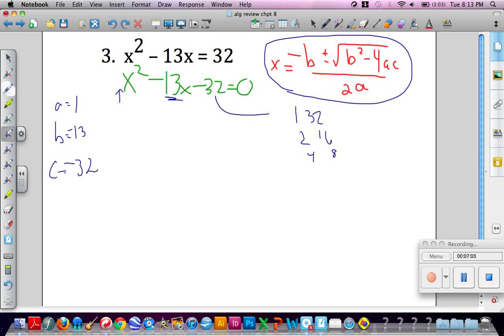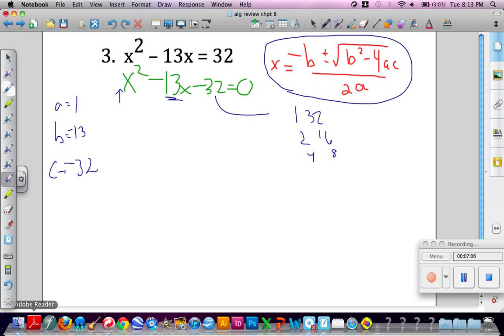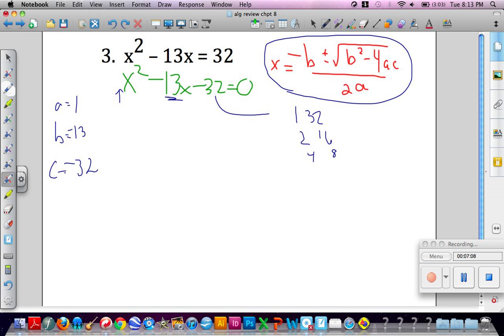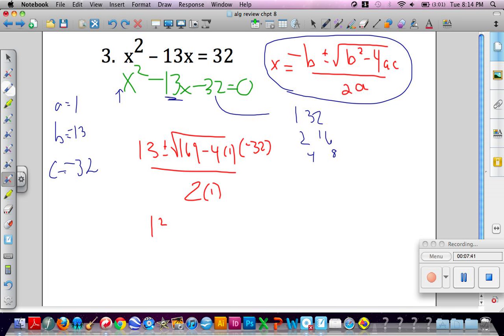All right, so I'm plugging them in there now at this point. I'm going to take the opposite of b, which will be positive 13, plus or minus square root. I need b squared, so negative 13 times negative 13 is 169, minus 4, a is 1, and c is negative 32. And then that's all over 2 times 1. All right, now I have 13 plus or minus. I have 169.